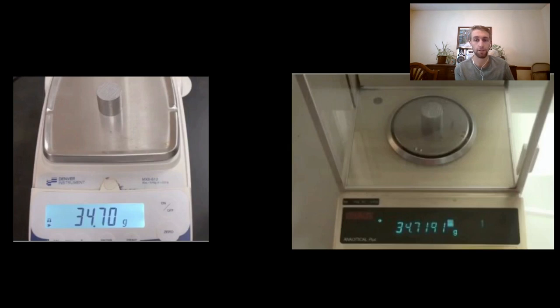The balance on the right says 34.7191 grams. That is a much more precise measurement. And we say it's more precise because it shows you more digits or more decimal places. And the uncertainty is assumed to be in this last digit here. So it knows that it's really close to 34.719 something grams. It doesn't know exactly, but it's close, and it gives you all this other information.